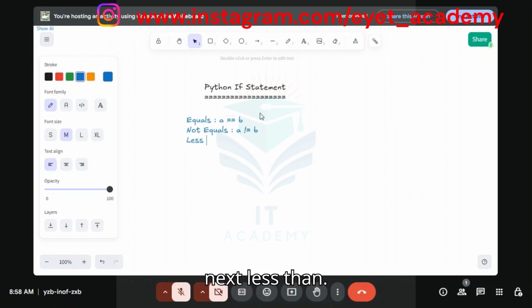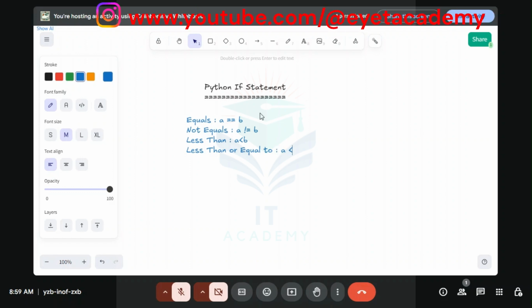Next, less than: a less than b. Next, less than or equal to: a less than or equal to b.